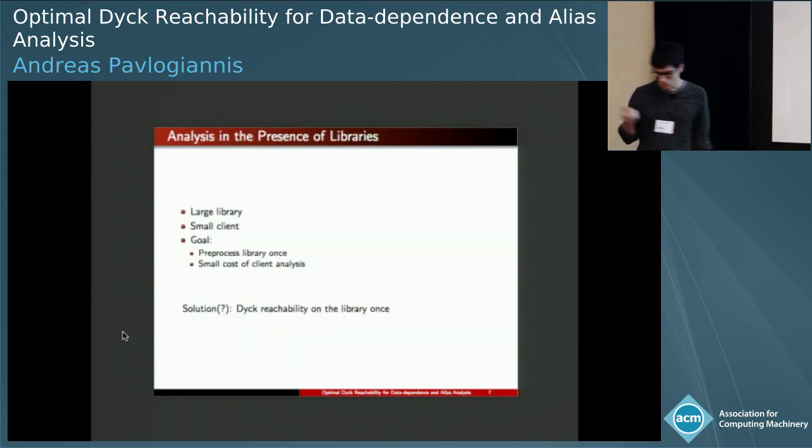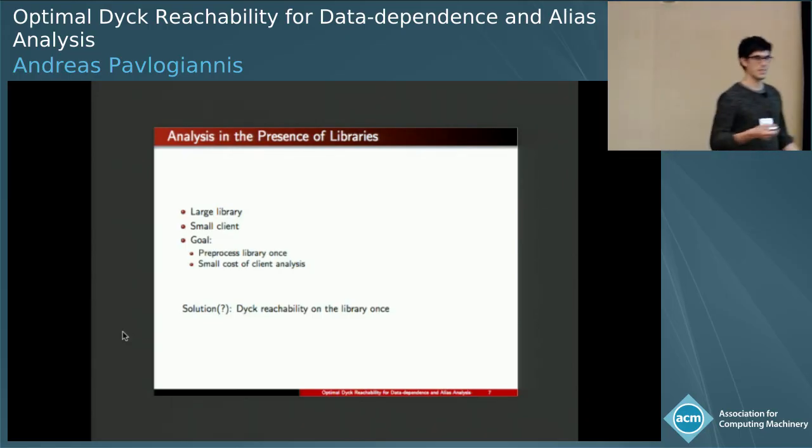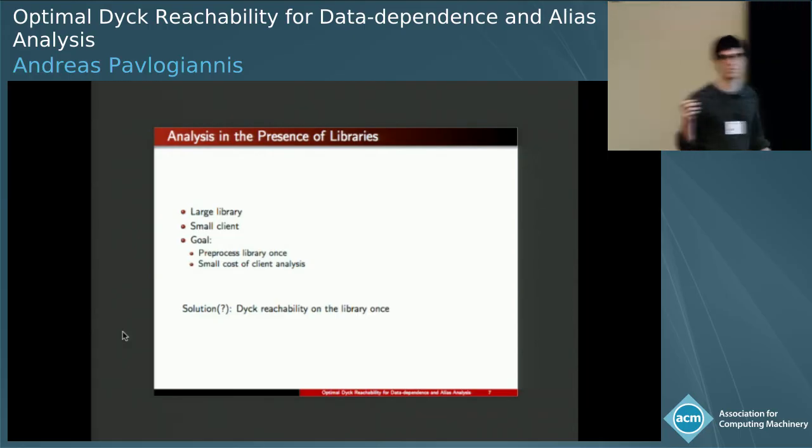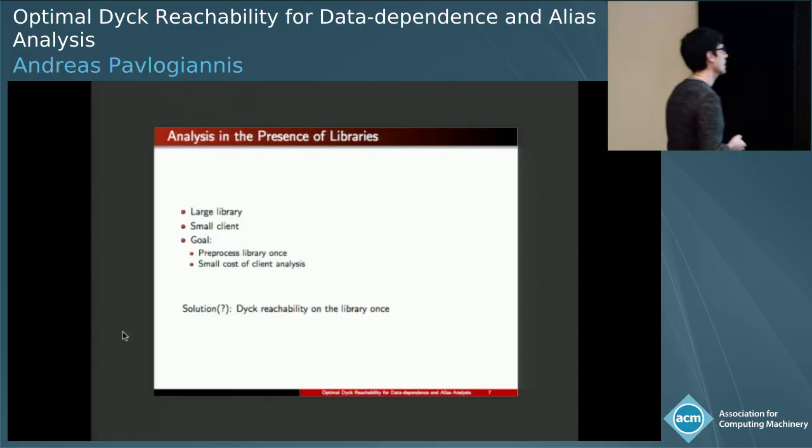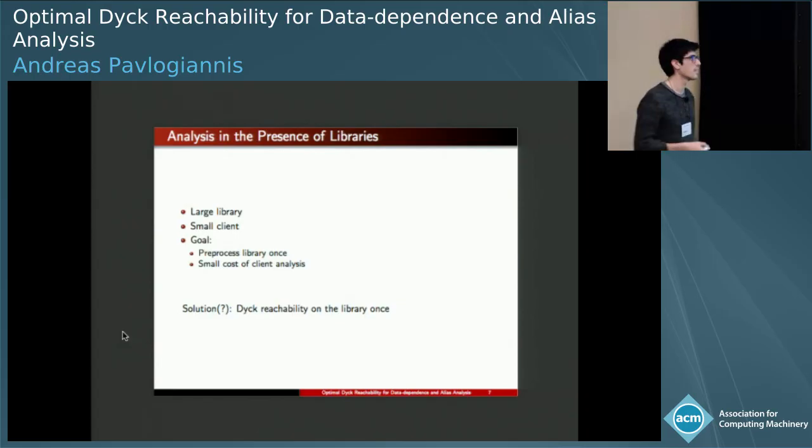Now, of course, the way we write software nowadays is that we don't write everything from scratch. Right? Our code depends on huge libraries which offer some advanced functionality. However, when we want to make some analysis on the client side, right, we have to also consider the library side in order for the results that we conclude to make sense.